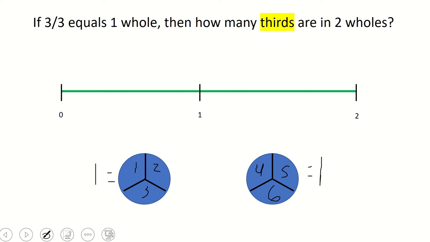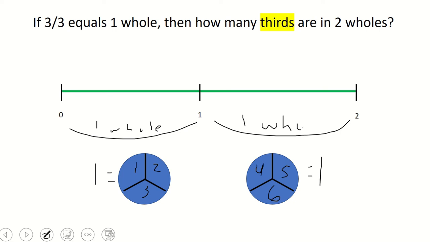Now on a number line, what you're going to do is you're going to make sure you look at the whole numbers. I can see it starts with 0 and ends with 2. And there's a 1 in the middle. So from 0 to 1, that is 1 whole. I'm going to try and write with my finger. And from 1 to 2 is 1 whole.